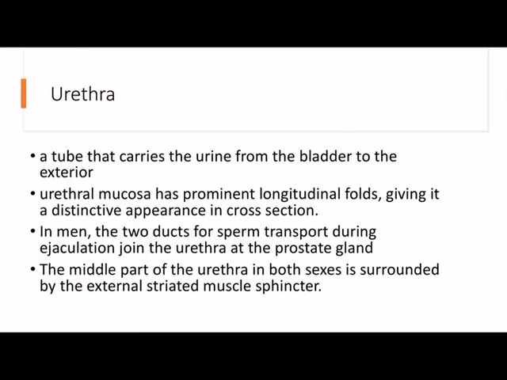So the urethra is a tube that carries the urine from the bladder to the exterior. Urethral mucosa has prominent longitudinal folds, giving it a distinct appearance in cross-section. In men, the two ducts of sperm transport during ejaculation join the urethra at the prostate gland. The middle part of the urethra in both sexes is surrounded by an external striated muscular sphincter.